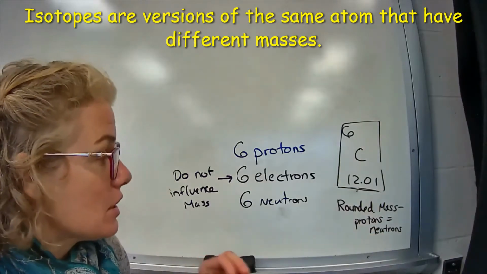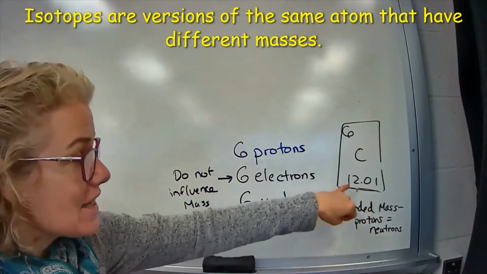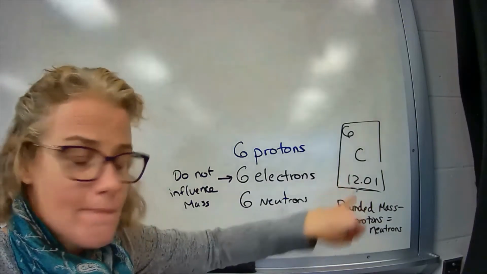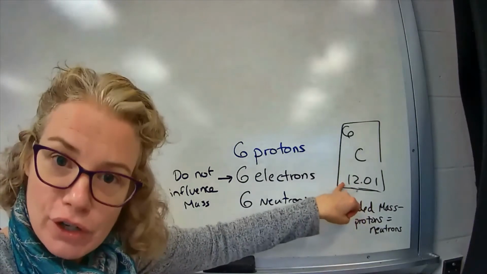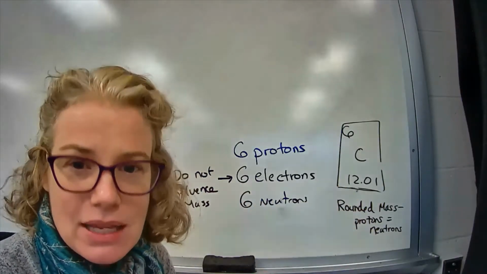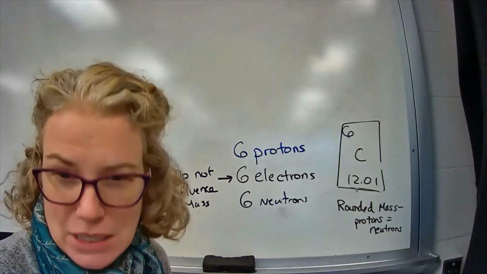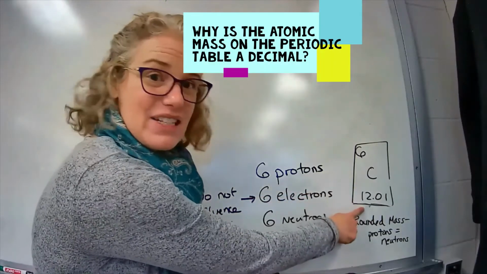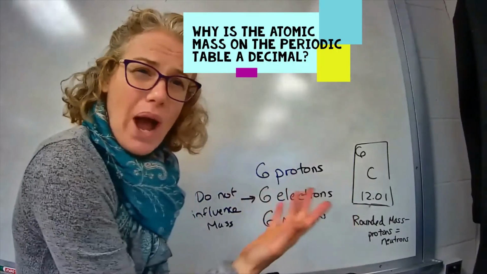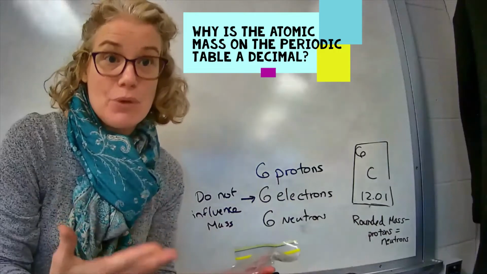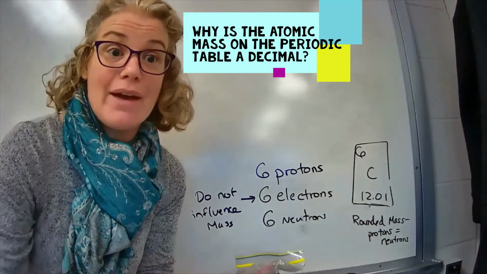But the truth of it is that this is an average. And so that means that there's more than one version, more than one type of atom in this mass that has different mass numbers. So now we're ready to talk about why this is originally a decimal and why we need to round that number in order to find the mass of the most typical version of an atom.